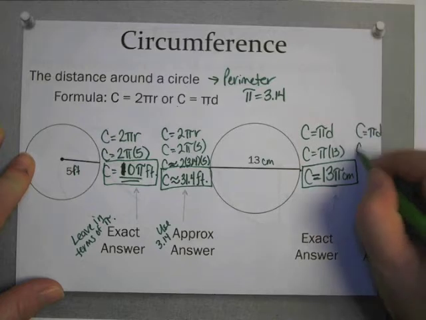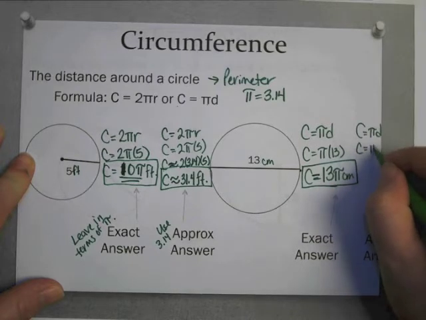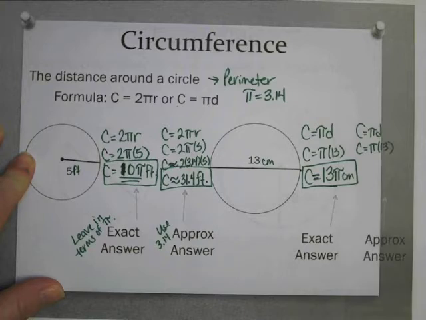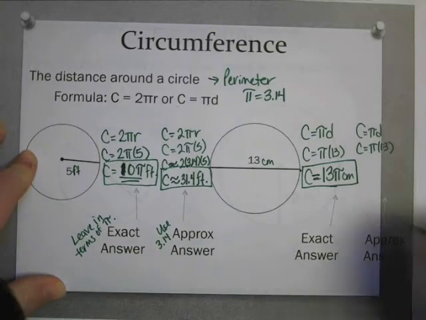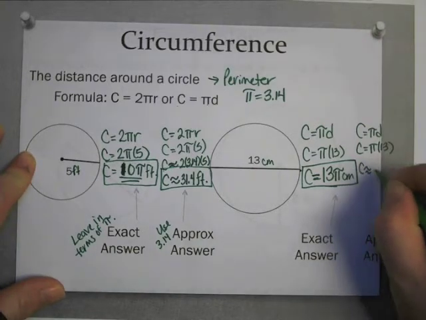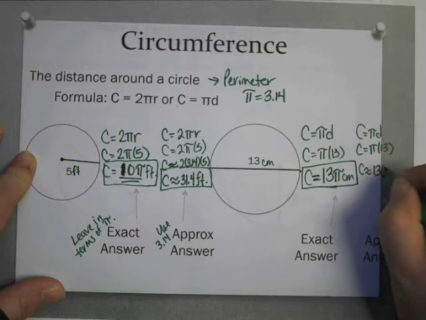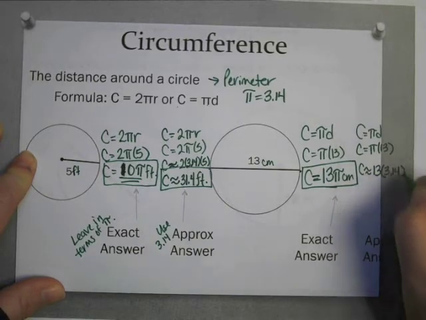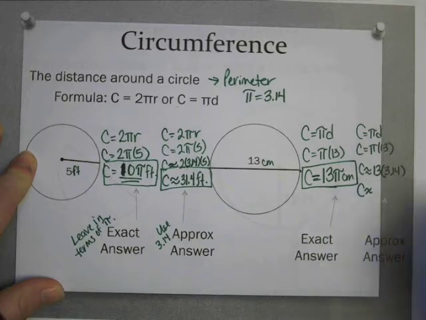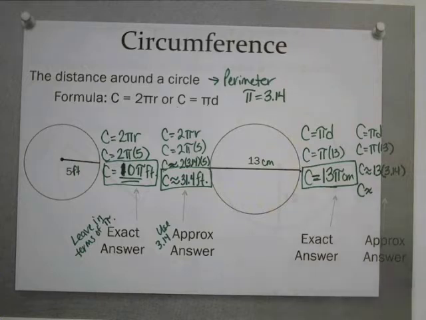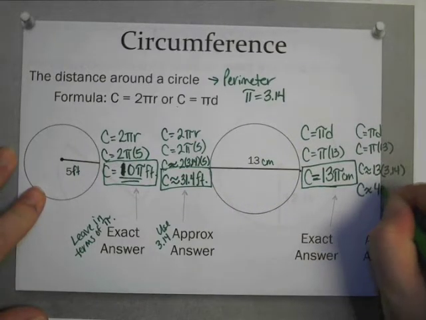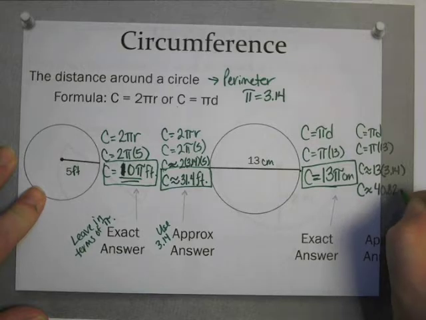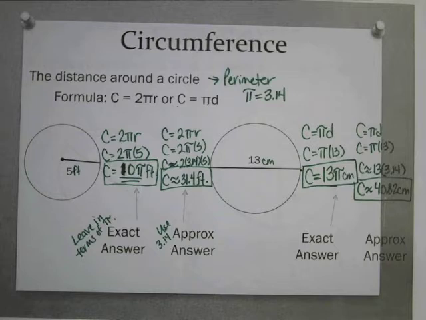For the approximate answer, we're going to do the same thing. Plug in 13. This time, we're going to change that to approximately, and we're going to take 13 times 3.14. So what is 13 times 3.14? I got 40.82. And again, it's centimeters, so we're going to leave it centimeters.